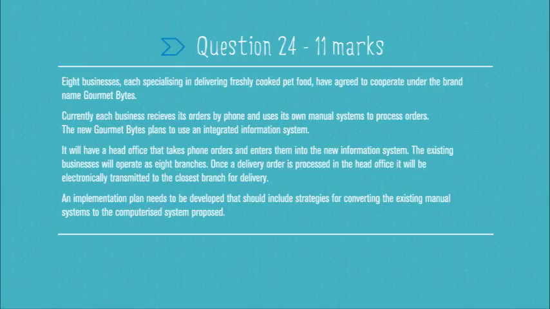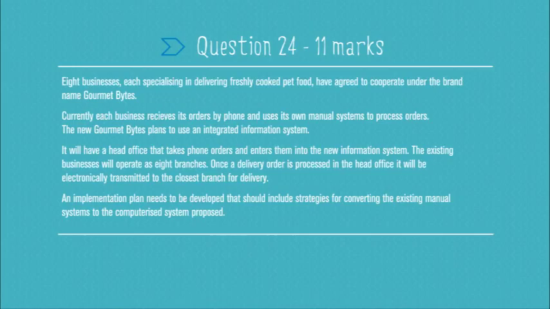This one's really scenario driven, and I'll let you have a read of the scenario, but what it says is that there's a number of businesses and they deliver cooked pet food to customers. The brand that they're using is Gourmet Bites. So currently each business receives its order by phone and they've got manual systems in place and then they deliver the system. But what they want to do is they want to change their system so that there's a phone order and then the phone order would be converted into an information system. That data would be stuck into an information system, and then the order will be transmitted electronically to the closest branch of the 8 for delivery to the person who requires it.